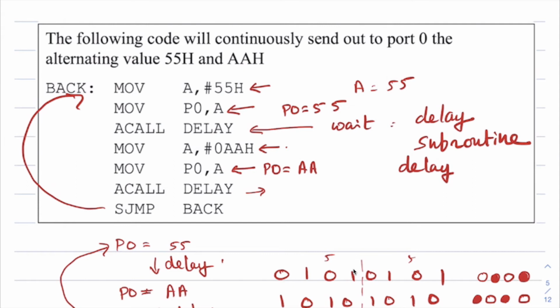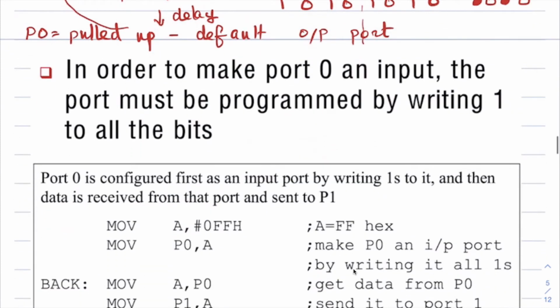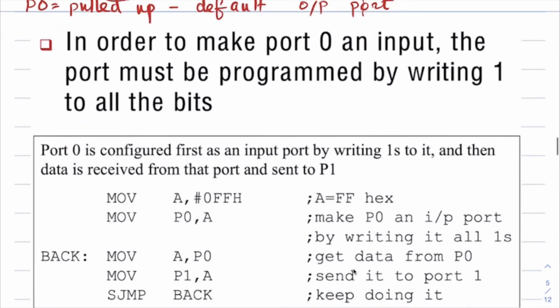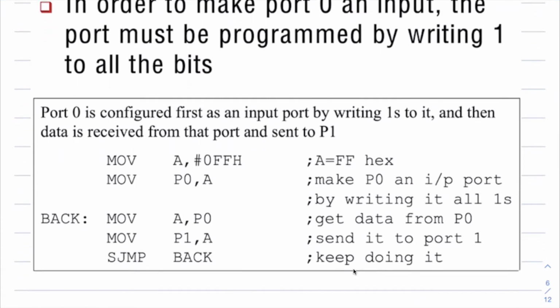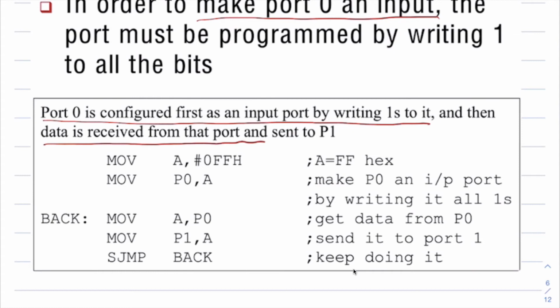With this understanding, let us now see how to read port 0 as an input port. So now look at this program. In this program, we need to make this port an input port. Port 0 is configured as an input port by writing 1 to it, and then data is received from that port and sent to P1. That is what we are doing here.